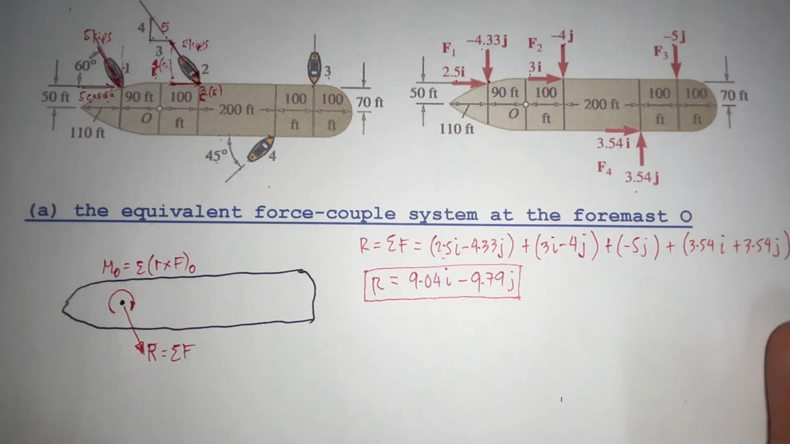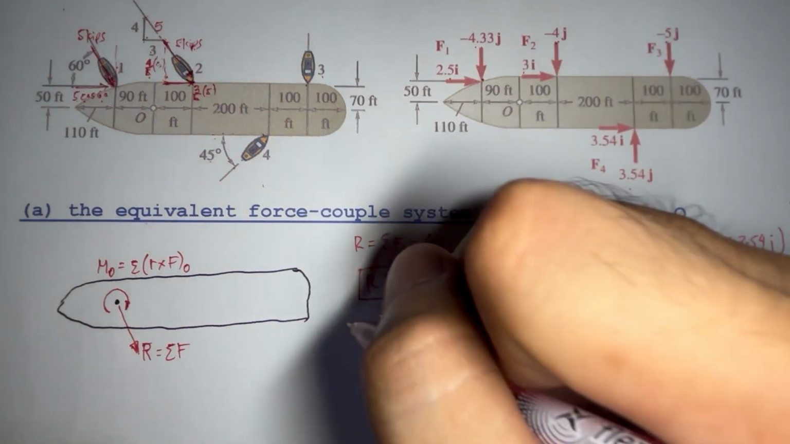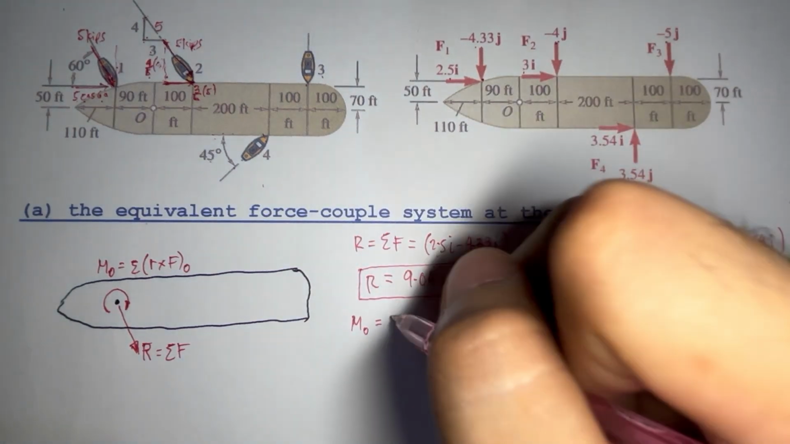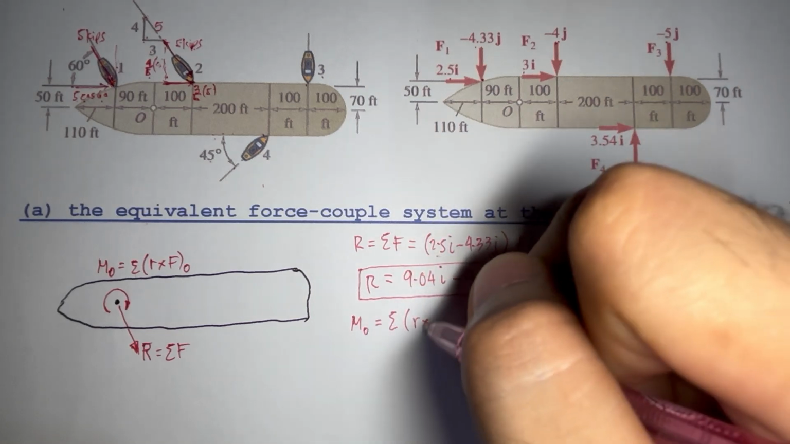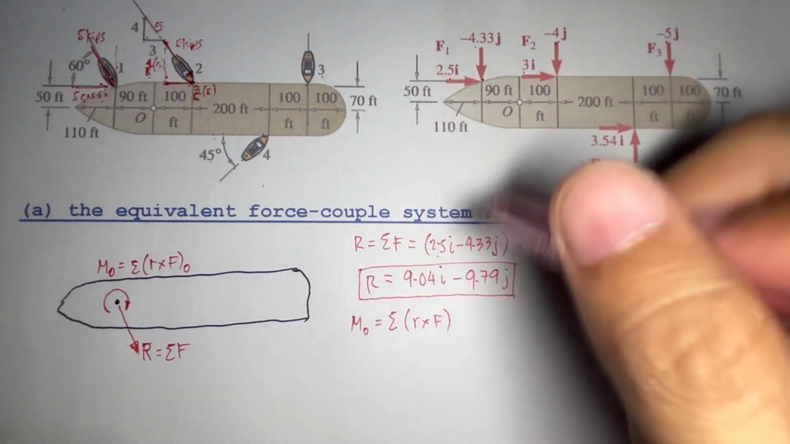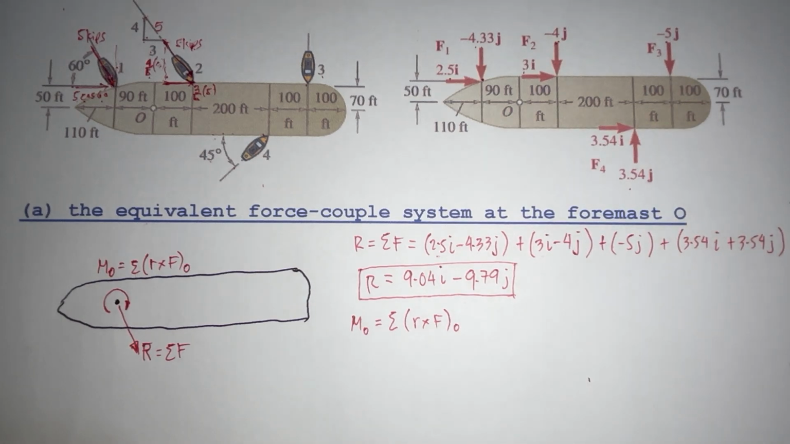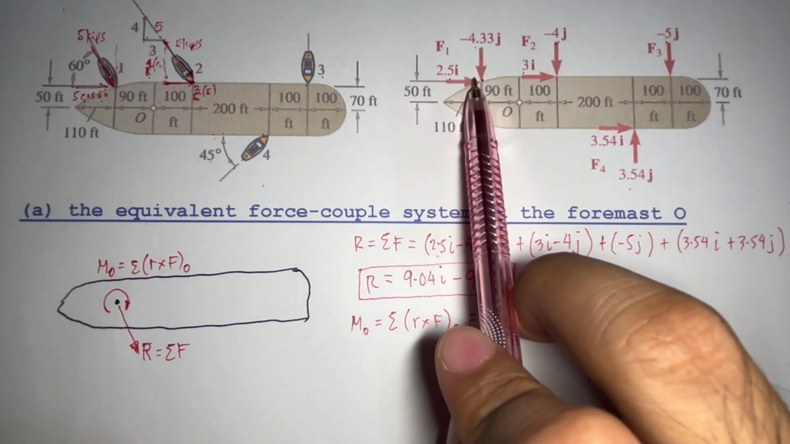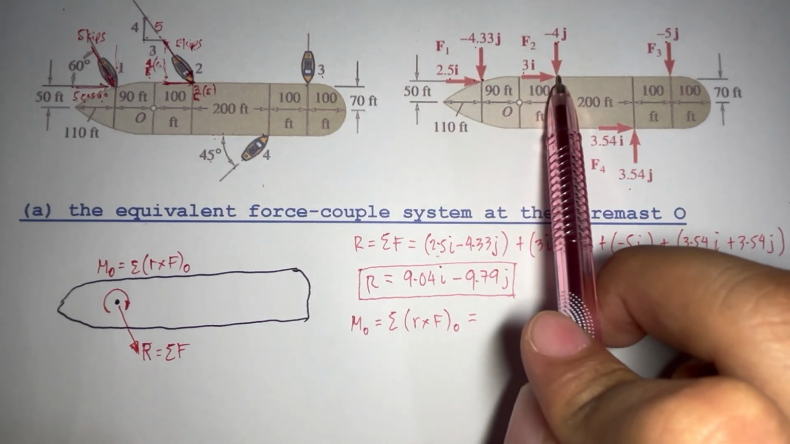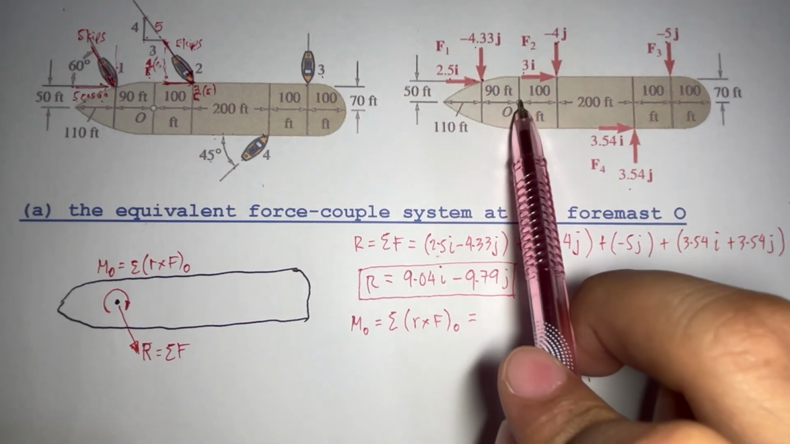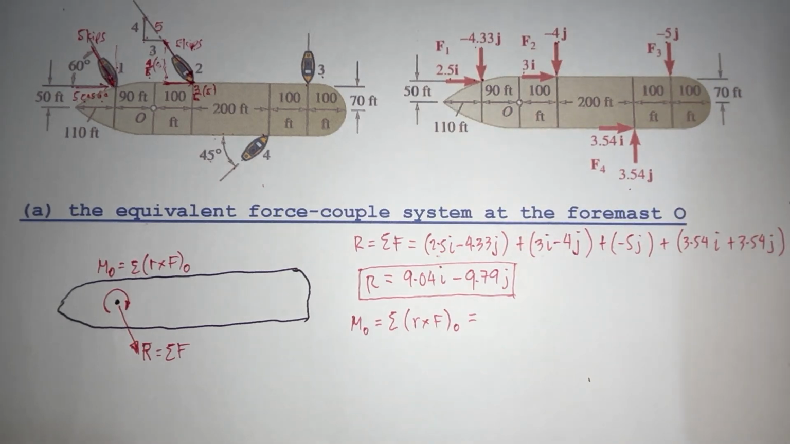How about the couple? So to get our couple at point O, we simply add all the R cross F pivoted at point O. So what are those moments? We have this moment pivoted at point O, this force here pivoted at point O, this force, and this force here.